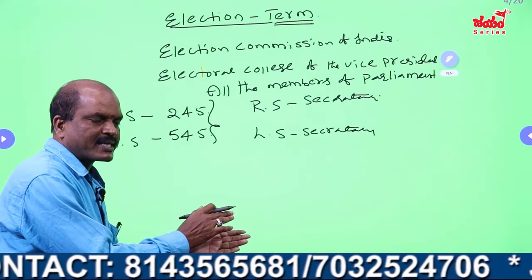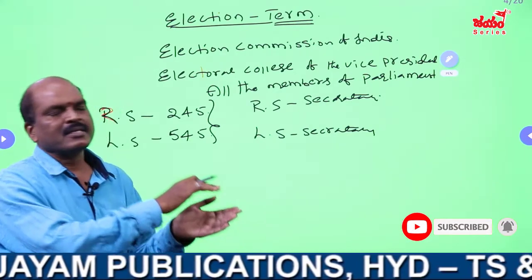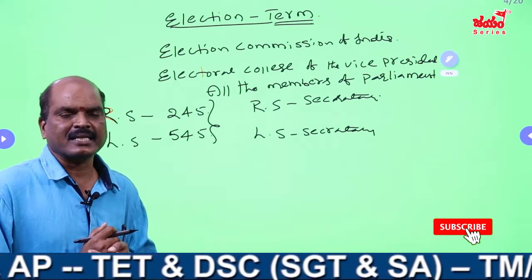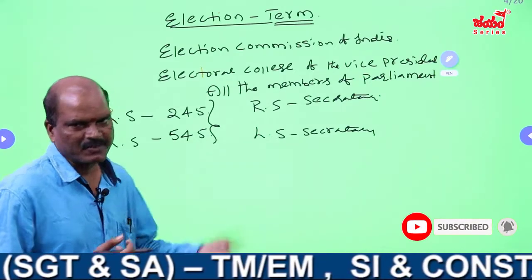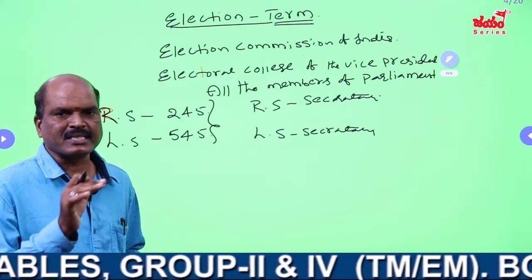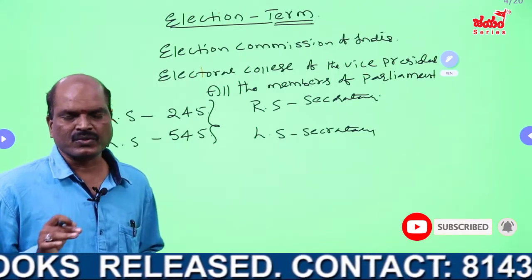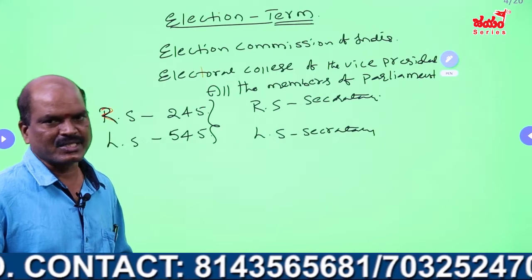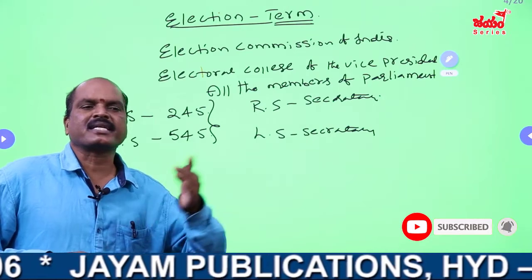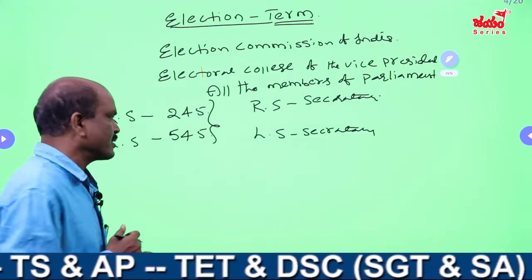One time the Lok Sabha Secretary acts as returning officer in the president and vice president elections, and next time the Rajya Sabha Secretary acts as returning officer. In the last election, the Rajya Sabha Secretary worked as returning officer in the 2017 vice president election. In the coming vice president election, the Lok Sabha Secretary acts as returning officer.